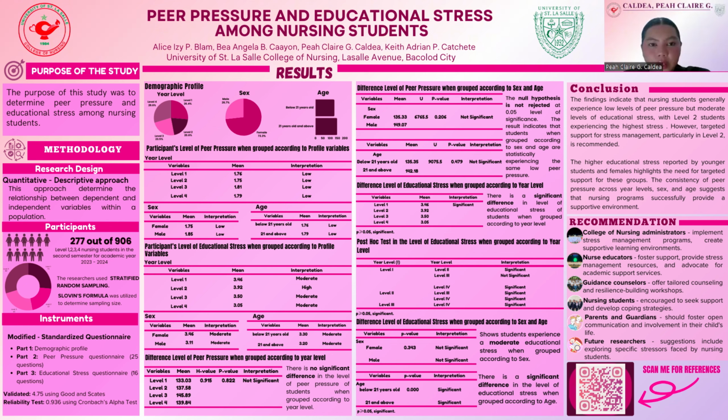For the recommendations, College of Nursing administrators should implement stress management programs and create supportive learning environments. Nurse educators should foster support, provide stress management resources, and advocate for academic support services. The guidance counselor should offer tailored counseling and resilience building workshops. Nursing students are encouraged to seek support and develop coping strategies. Parents and guardians should foster open communication and involvement in their child's life. For future researchers, suggestions include exploring specific stressors faced by nursing students.